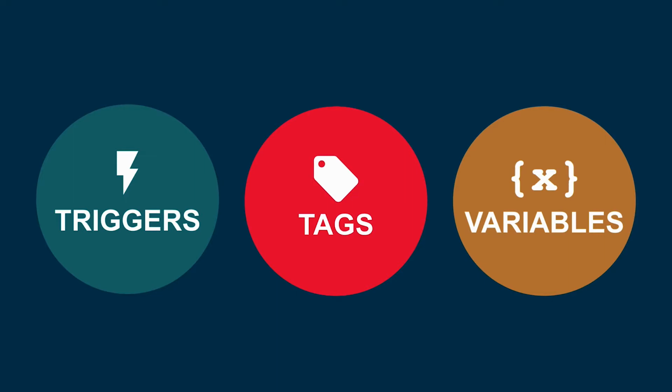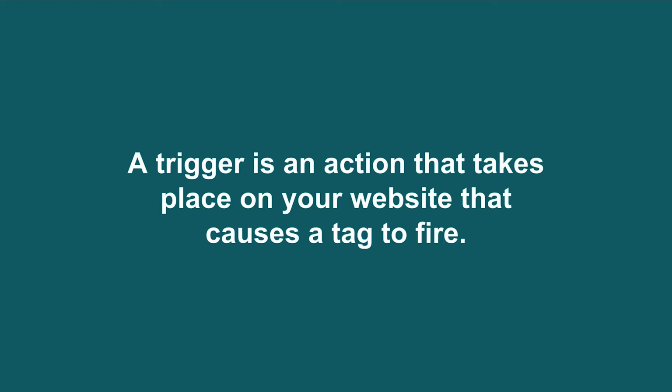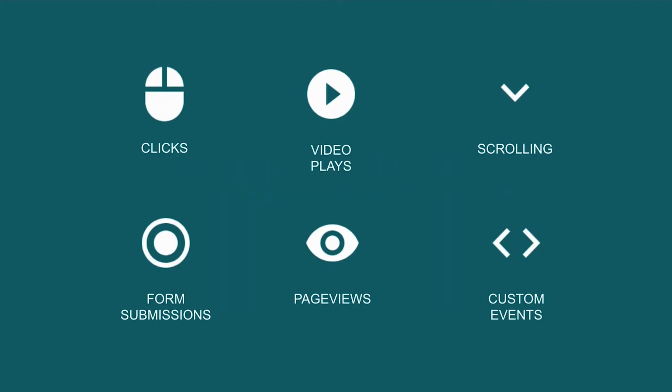So starting with triggers, a trigger is really any action on your site that causes one of those tags to fire. Usually these are on-click interactions, as I mentioned, but they can be a lot of different types of interactions as well. So in addition to tracking clicks on any site element, you can track if users are playing videos, scrolling to a specific point in the page, submitting a form, or even just viewing a page.